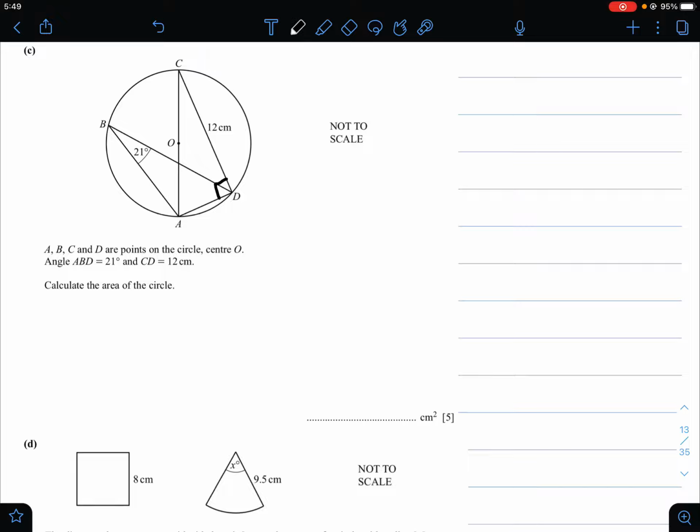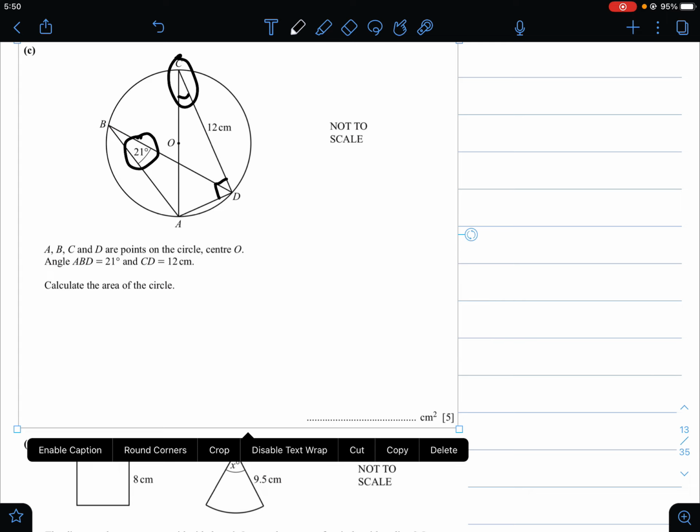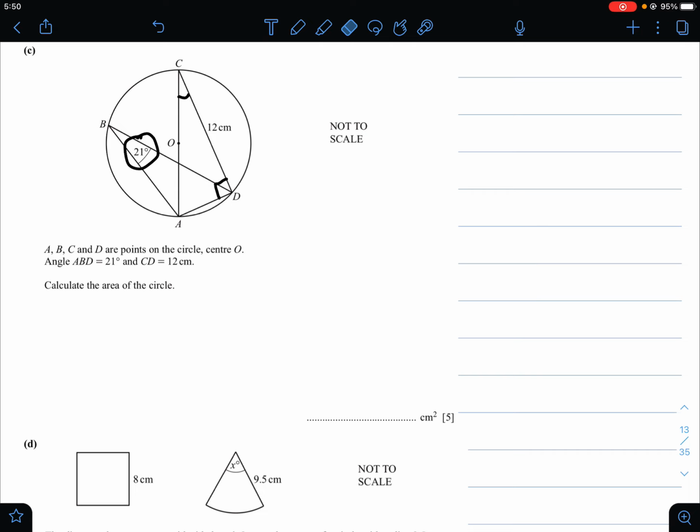Now since we know this angle, we can find out one more angle. So we can use the rule that angles in the same segment and standing on the same chord are always equal. So that would be this angle and this angle. So both the angles would be equal to each other. Therefore, this will also be 21 degrees. Now we know two angles in a triangle, so then we can easily find out the third angle, which would be 90 minus 21 degrees, that is 69 degrees. So this angle would be 69 degrees.